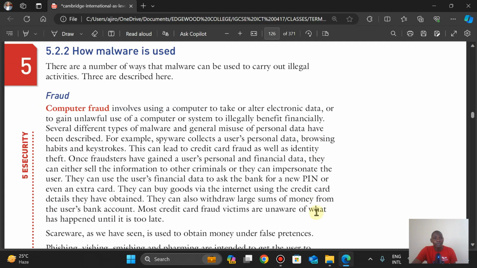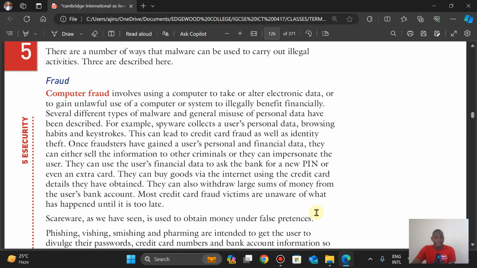So please, let's take note of how malware is used. There are a number of ways malware can be carried out that can be used to carry out illegal activities. Fraud. It involves using the computer to take or alter electronic data, or to gain unlawful use of a computer or system to illegally benefit financially. Scamming people on the internet, that's computer fraud.